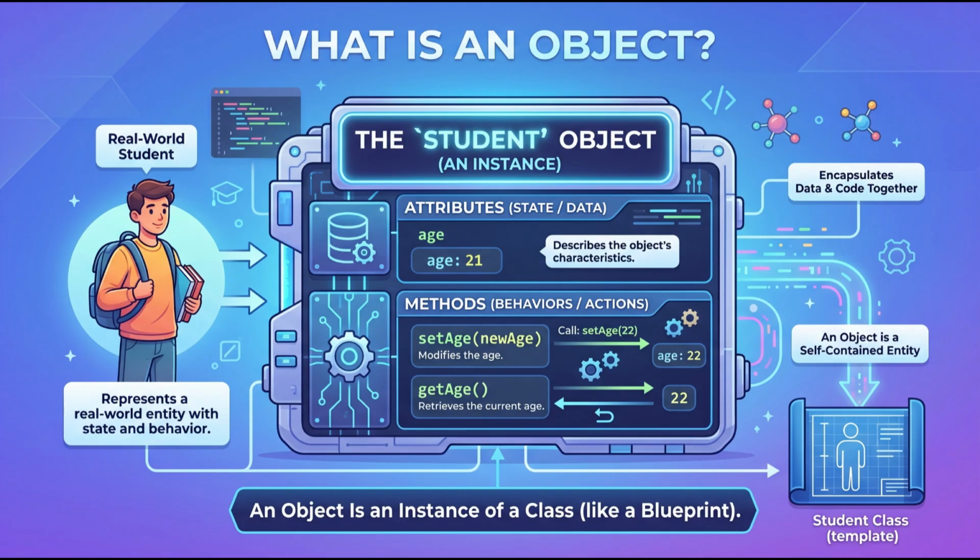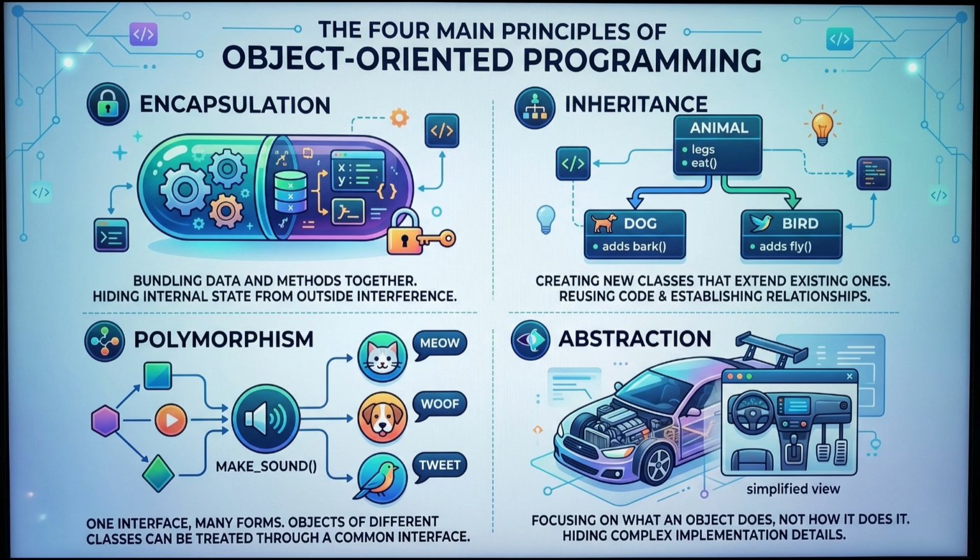For example, if we have a student object, it can have data like age, name, or roll number, and it can also have methods like setAge or getAge. That is the basic idea behind object-oriented programming, combining related data and behavior into one meaningful unit. Okay, that part makes sense, but everyone keeps saying there are 4 main OOPS principles. What are they exactly? The 4 main principles are encapsulation, inheritance, polymorphism, and abstraction. If you understand these 4 well, the whole idea of OOPS becomes much easier.